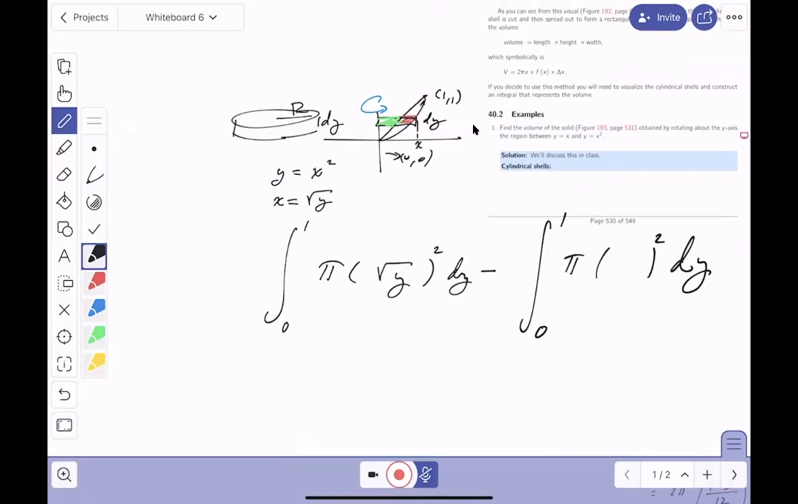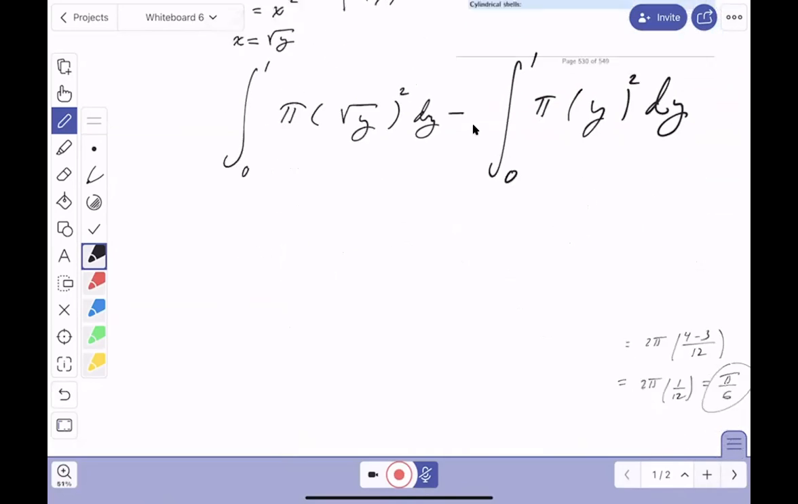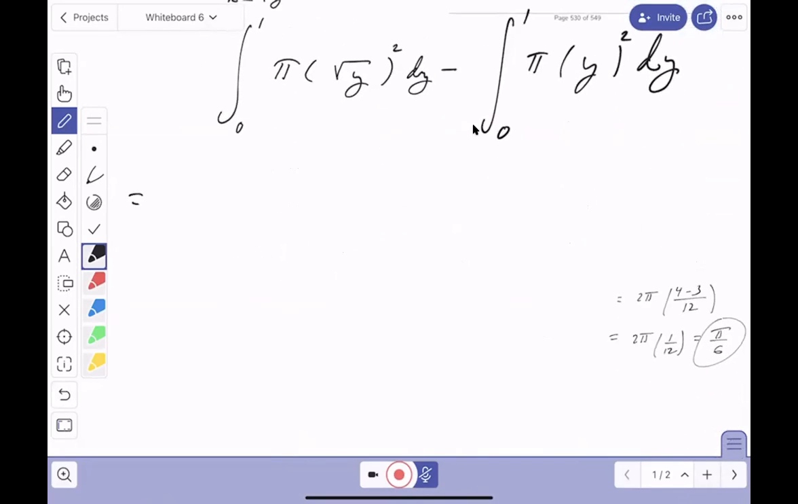Now, the smaller disk corresponds to that line. And what's the line going to be? y equals x. So what's the radius over there? It really is x, but we need it in terms of y, and x equals y. All right, let's do our integration. And again, we have to do that. It's going to be pi, integral from 0 to 1 of y dy. We'll do that later. Minus pi, integral from 0 to 1 of y squared dy.